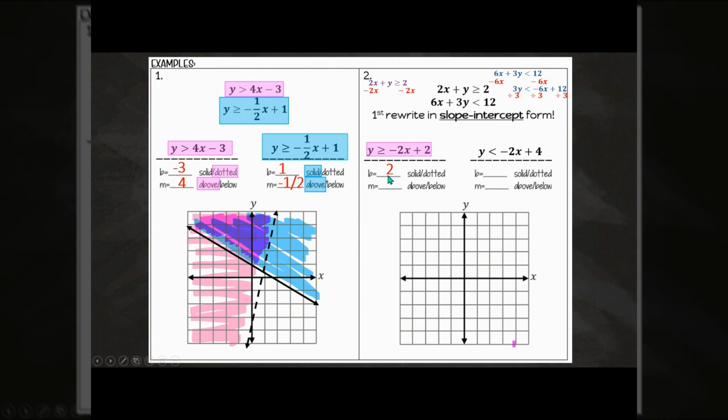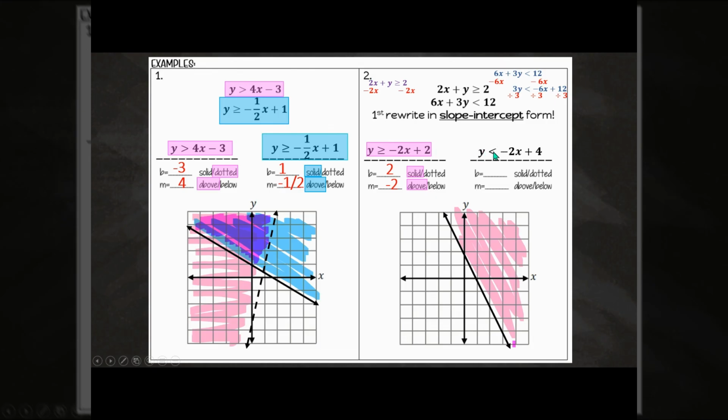My b term is 2. My m is negative 2. I'm going to have a solid line because of the inequality, and I'm going to shade above because of the inequality. So here is my point at positive 2. Slope of negative 2 means I'm going to go up 2 and to the left 1. Up and to the left is negative, or down and to the right. There's my second point. It says solid, and above, there's my shaded area for my first inequality.